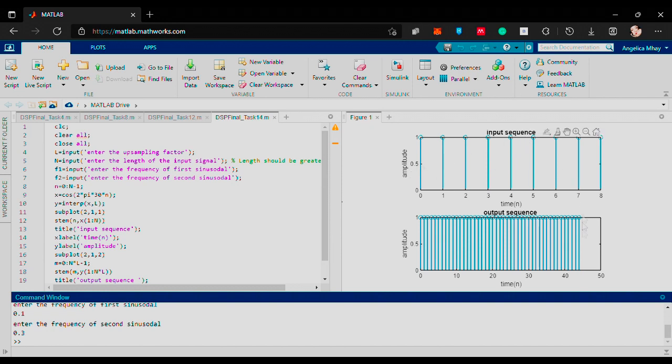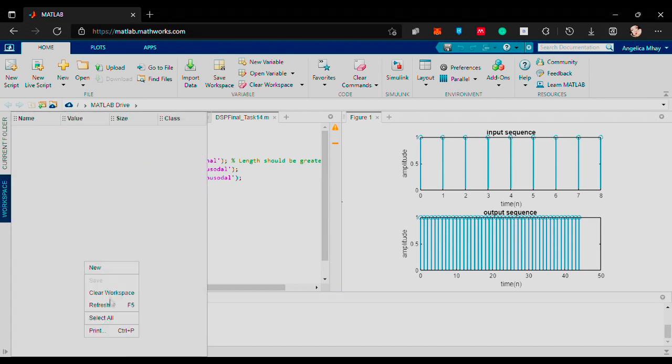And this is the output waveform, and it shows the input sequence and the output sequence. We have the input sequence's amplitude, and as we can see here, there are 45 lines in the output sequence and many data points. The x-axis displays the length of the input signal, which is 50, and increasing the values of the two sinusoidal frequencies resulted in a more dispersed waveform in the output sequence, as well as a precise and complete signal sequence.